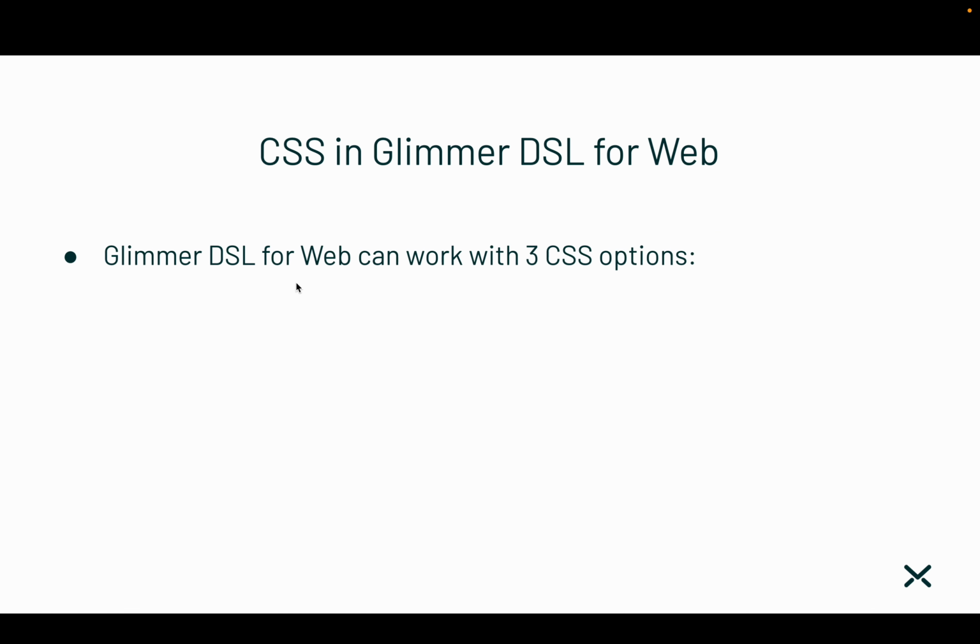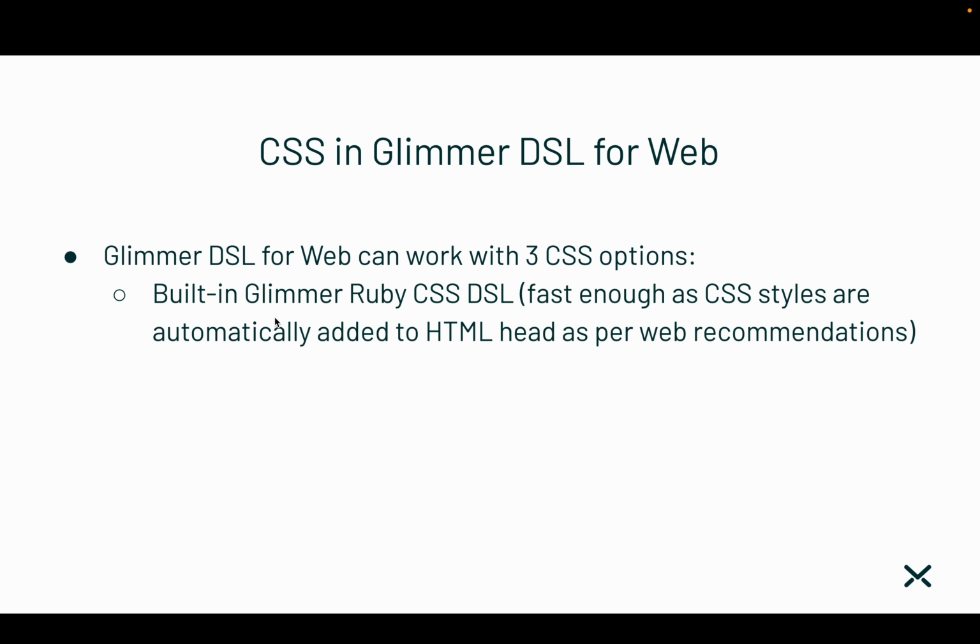Okay, CSS can be handled in one of three ways. You can either use the built-in Glimmer Ruby CSS DSL. It's actually fast enough in my experience for if you're rendering a little bit of CSS, it's very fast, but keep in mind that this is getting rendered at runtime when you load the page. But in my experience, rendering is happening in less than 300 milliseconds, more often than not, and often even less than 200 milliseconds sometimes. So this has been fast enough.